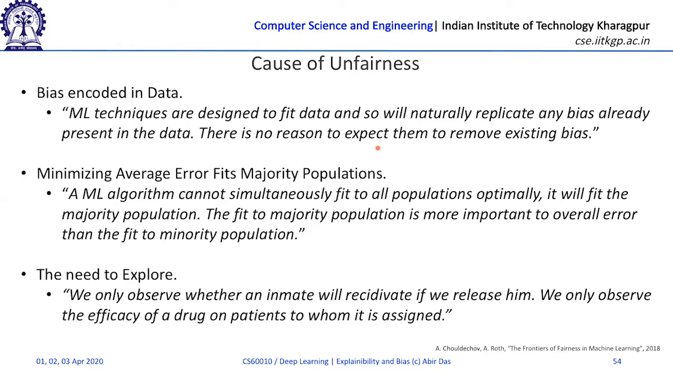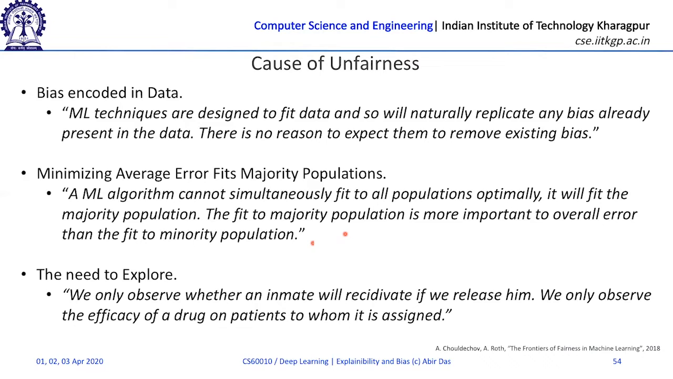Another thing is minimizing average error fits the majority population. So an ML algorithm cannot simultaneously fit all populations optimally. So it will fit to the majority population. It will anyway be biased towards the majority population. The fit to the majority population is more important to overall error than the fit to the minority population. So even if that means that you will discriminate against the minority population to reduce the error in training, it will fit to the majority population, because by virtue of the numbers, it dominates.